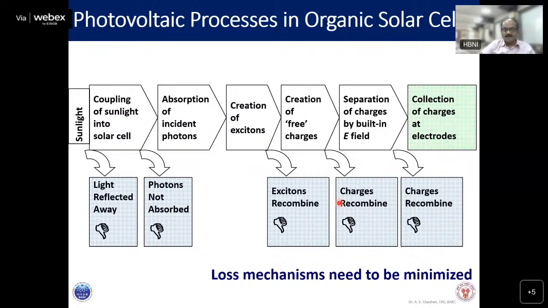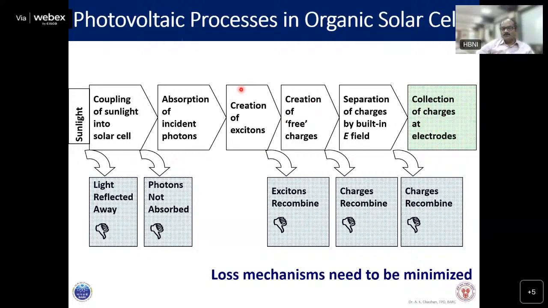So similar to the silicon solar cell, we can see what the different loss processes are in organic or polymer solar cells. If sunlight falls and is reflected, that is a loss. If it is coupled to the solar cell, very good. But if the photon is not absorbed and it passes through, then it is a loss. Now let us imagine the photon is not passed through, but it has been absorbed. Then after absorption, what will happen? An exciton will be created.